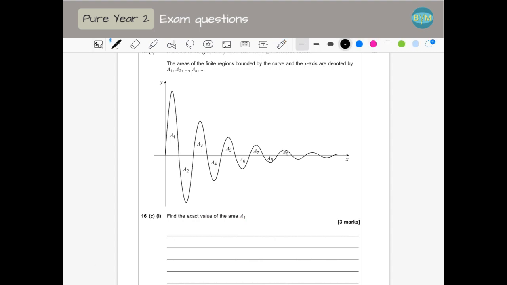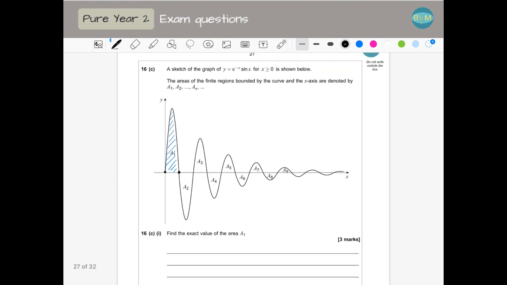So to find the area of A1, so we need to find this area here, we are going to integrate our function, but we need to find the limits of integration. The left one is 0, but we need to find this one. This one is the next time the graph cuts the x-axis. So the first one is at 0, and then we need to find the next one. So what we're going to do is make the function equal to 0 and see when that happens.